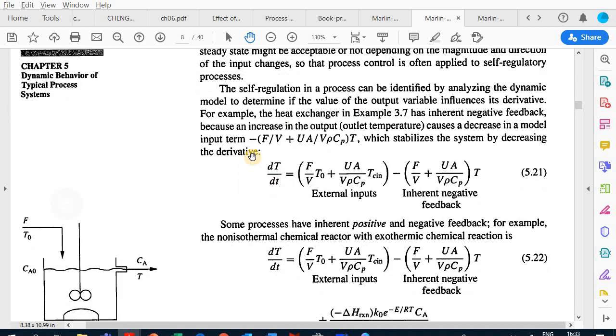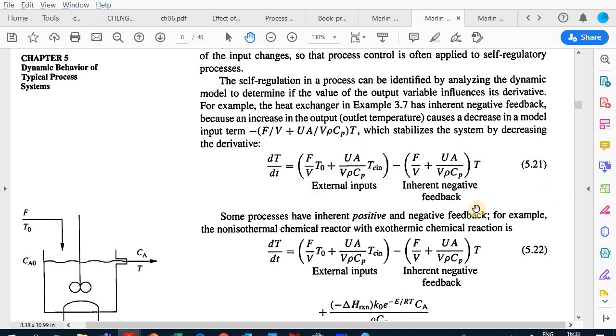just an example, like the temperature dT by dt, which is equal to these equations. This is just represented in a different way. It is T minus Tn, if you can remember, plus Q over rho V Cp, if you can remember. So it's F over V into T minus Tn. So just rearranging it, you're going to have something which looks like that.